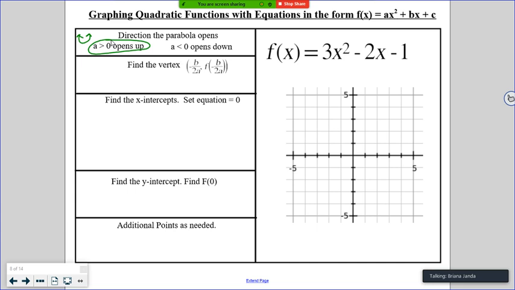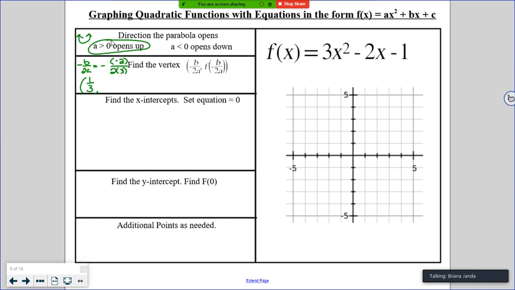To find the vertex, I start with negative b over 2a. Negative, and b is also negative, over 2 times 3. So a negative negative is positive. The denominator is 6. So it would be 2 over 6, or 1/3.